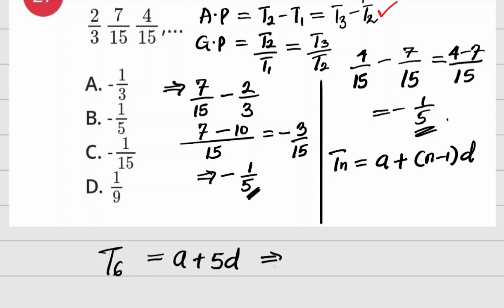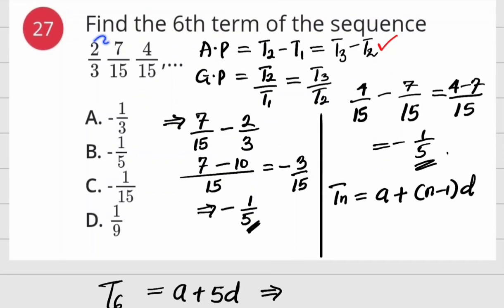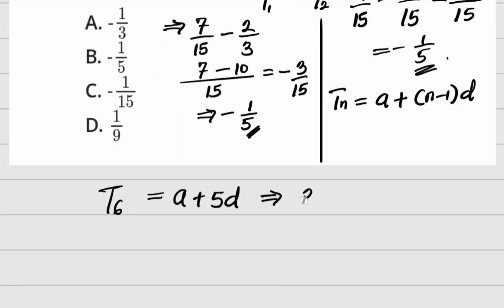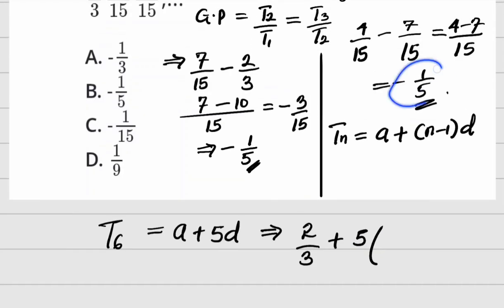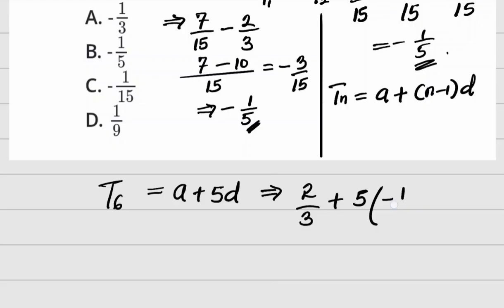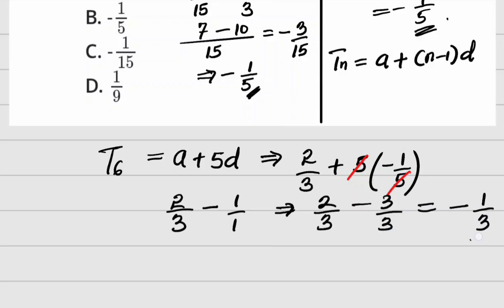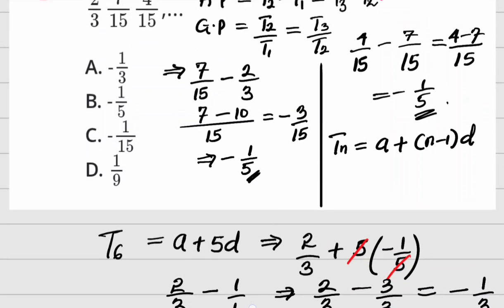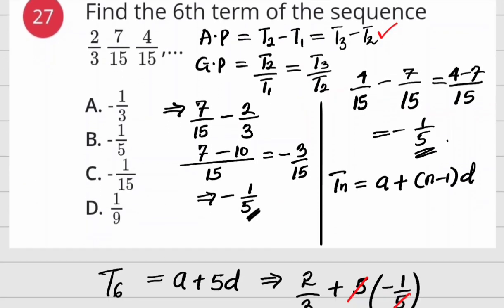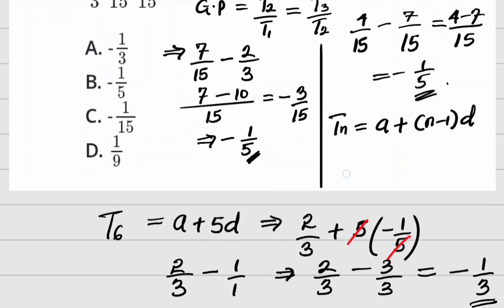Using this formula, our A is 2 over 3, that will be 2 over 3 plus 5 into D. Our D is negative 1 over 5. If we simplify this, we have 2 over 3 minus 1 over 1, which we can say as 2 over 3 minus 3 over 3, which will definitely give us minus 1 over 3. That is the sixth term, minus 1 over 3. Option minus 1 over 3 is option A.